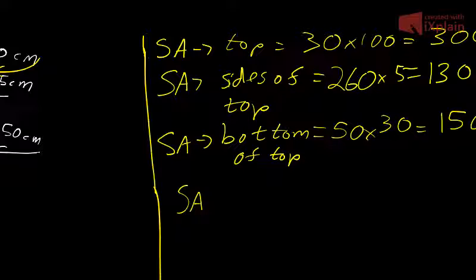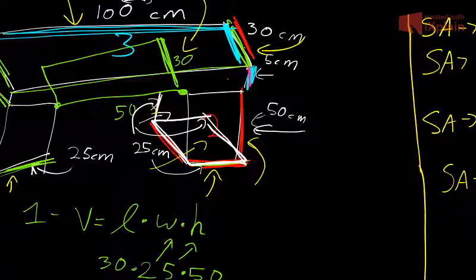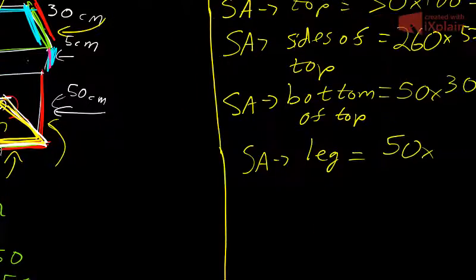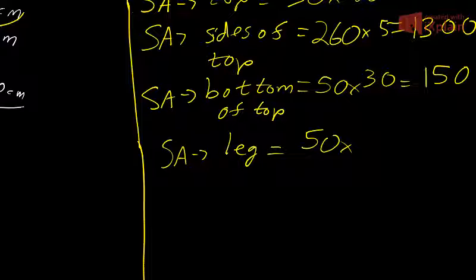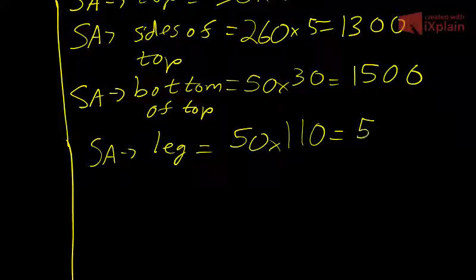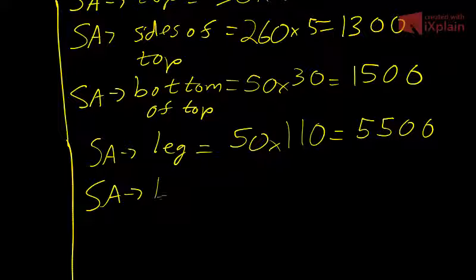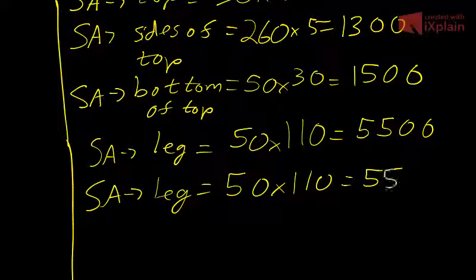So surface area of leg, and I'm doing the right leg right now. It's going to be the height, which is 50, times my perimeter. 30 plus 25 right here is going to be 55. Plus 25 again is going to be 80, plus 30 is 110. So this would be 50 times 110, which is 5,500. And the surface area of my other leg will be the same, which is 50 times 110, or 5,500.